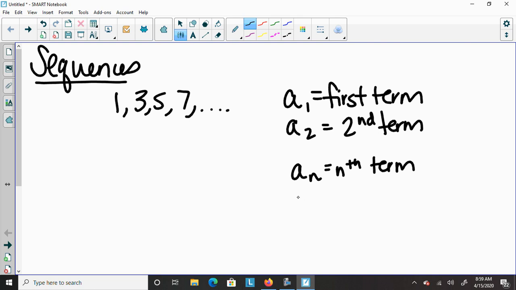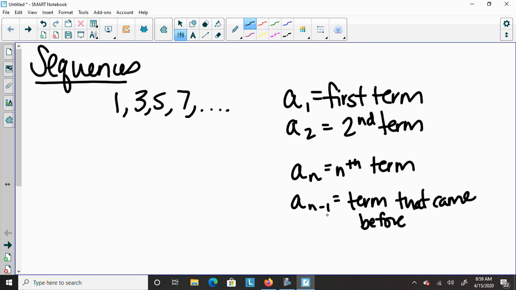And then we also see this a whole bunch. We see A sub n minus 1. So the n minus 1 is in the subscript. And this one just means the term that came right before, before n, whatever n is. So if I wanted to say 7 is the fourth term, so that would be A sub 4. And 5 is the term that came before that, so I could say A sub 4 minus 1, because that's one term before it, which we know 4 minus 1 is 3.